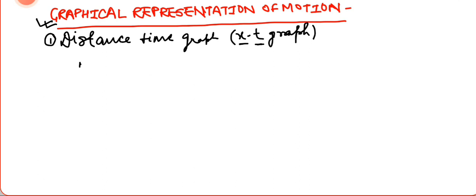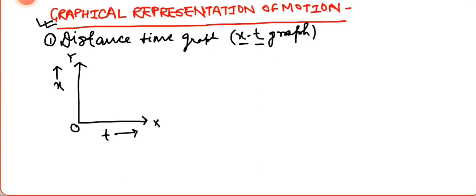Students, let us suppose we have a coordinate x-axis and y-axis. We know the horizontal axis is known as the x-axis, the vertical axis is known as the y-axis. Suppose we consider this vertical axis as the distance axis, that is x, and the horizontal axis as the time axis, let us consider t, and the point where they intersect is the point of origin.